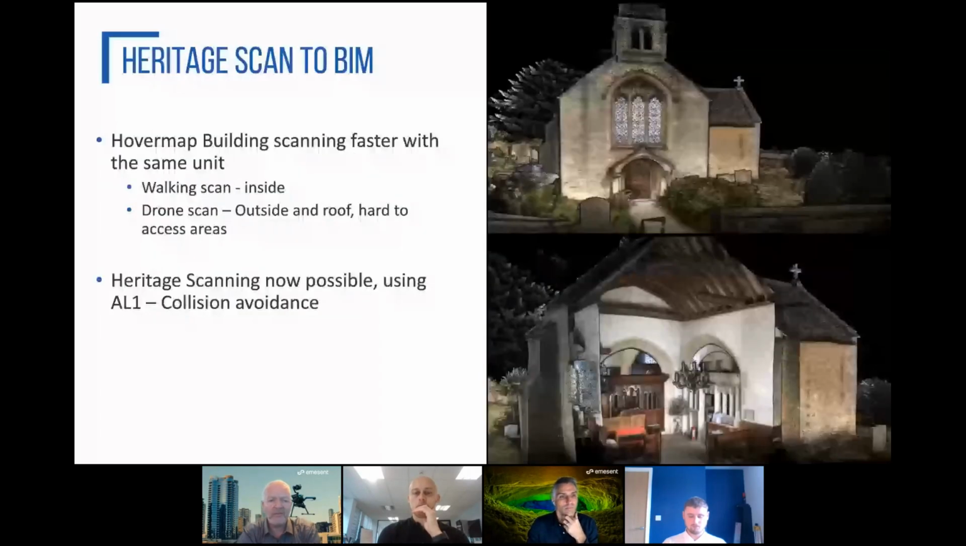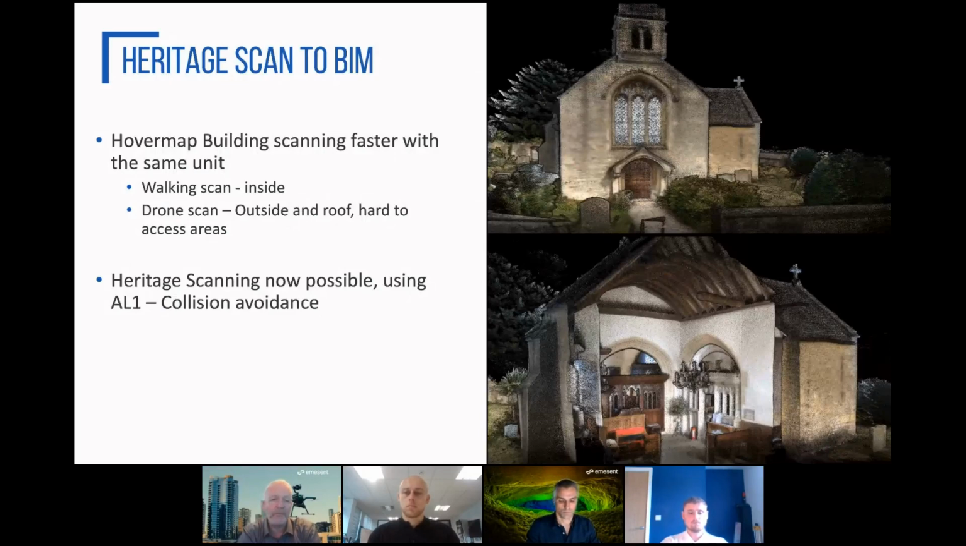Now, other areas such as more complex areas, and this is quite important both for the walking and for the drone aspects. Heritage, for example. In terms of heritage, there's a lot of risk associated with flying around many heritage buildings. They don't like drones. With AL1 and AL2, it gives us the ability to fly around those areas safely. We can fly around a building out of line of sight, and we can also fly with collision avoidance. So this opens up new markets of scan to BIM for heritage sites.